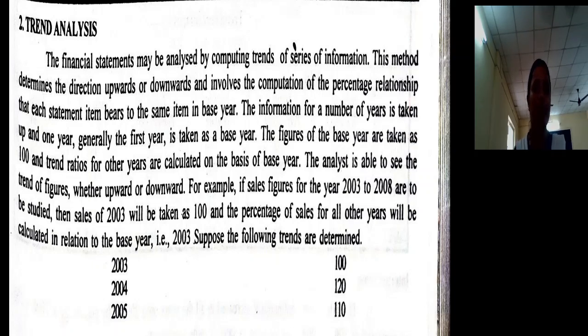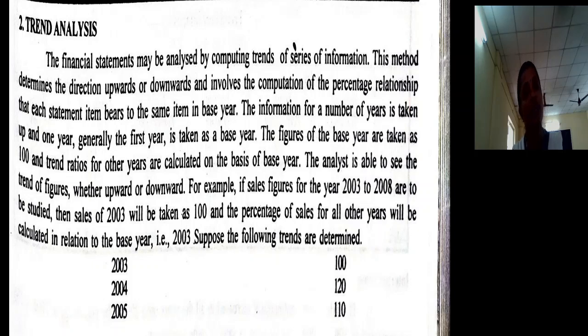The financial statement may be analyzed by computing trends of a series of information. Trend here means change. You can analyze financial statements by calculating changes of a series of information given in the financial statement. This method determines the direction, upward or downward, and involves the computation of the percentage relationship that each statement item bears to the same item in the base year. In the sense, we are analyzing financial statements by concentrating on changes of financial data over a period of time.